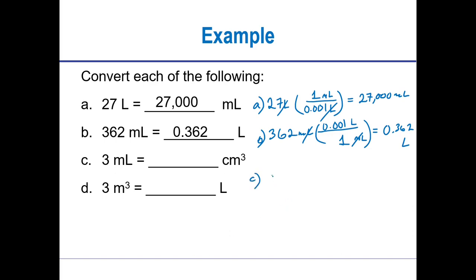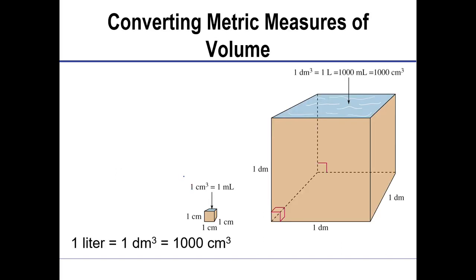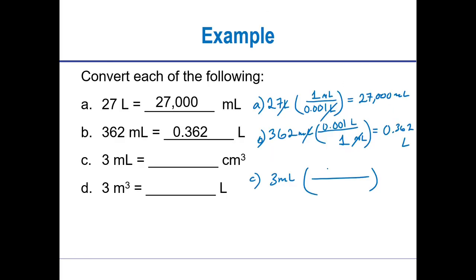In part C, I want to convert 3 milliliters into centimeters cubed, so we'll use a different unit fraction. Recall that 1 centimeter cubed is equal to 1 milliliter, so we'll use this as our unit fraction. We know we want to cancel out the milliliters, so we'll put that on the bottom, and we want to end up with centimeters cubed on the top. The milliliters do cancel out, and we simply get 3 centimeters cubed. 3 milliliters is equal to 3 centimeters cubed.